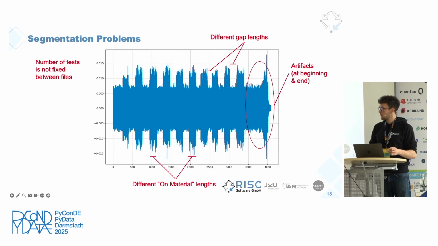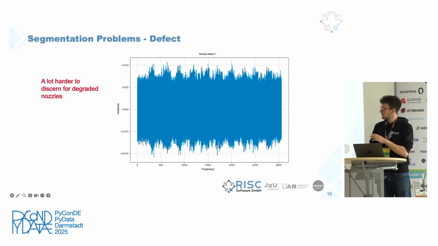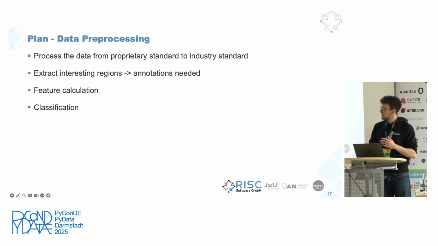So at this point, we said it might not make sense to do labeling automatically, as this is not an easy task, and we wanted to focus on the proof of concept. And we looked at some broken nozzles, and it's even worse to differentiate here, especially automatically. You can see there's quite a bit more noise in the system. So at this point, we said we need those regions, we need annotations, before we do any other stuff. Then we do feature calculation in some way or form and set up our classification to answer the question, can we differentiate between degraded or intact nozzles?